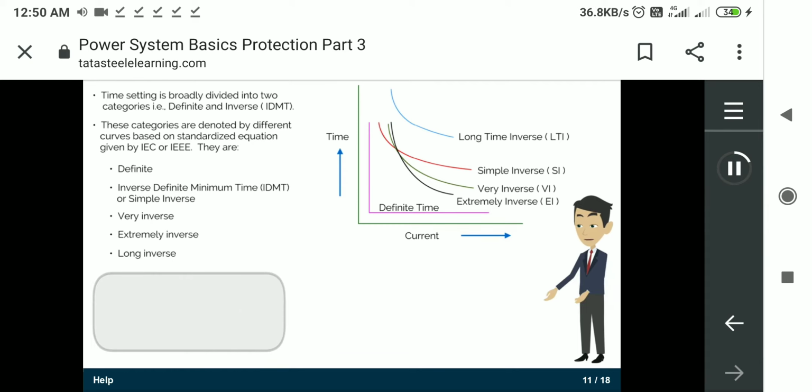As you can see here in this formula, I to the power n into t is equal to k, where I stands for current, t stands for relay time, k is constant and n is a variable whose value starts from 0 and raises up to 8. Let us look at each of them in detail.